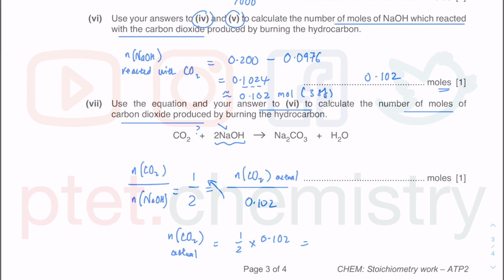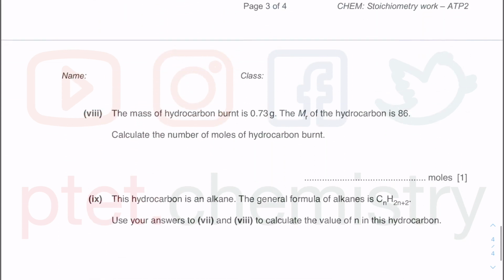And I get 0.05. Ideally speaking, perhaps I should use the more accurate value for my calculation, which is 0.1024. So 0.1024 divided by 2, I get 0.0512. 1 significant, 2 significant, 3 significant, so I am all right there. 0.0512. The appropriate number of significant figures is based on the data given.